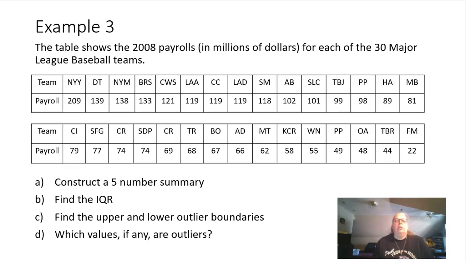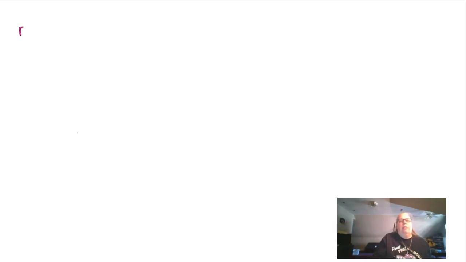Example 3. The table shows the 2008 payrolls in millions of dollars for each of the 30 Major League Baseball teams. Part A, construct a 5-number summary. Our 5-number summary is going to consist of the minimum value in our data set, Q1, or the median of our lower half of the data set, the median of our data set, which is also known as Q2, and either one of those is acceptable, Q3, which is the median of our upper half of our data set, and the maximum, which is the largest number in our data set.